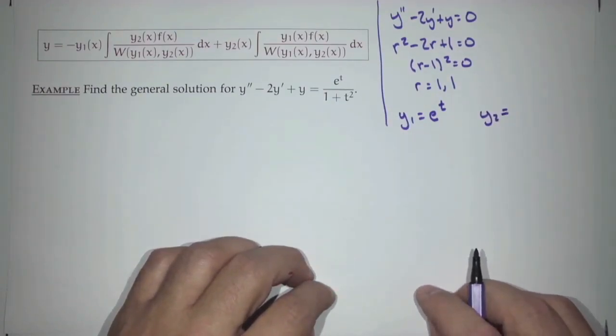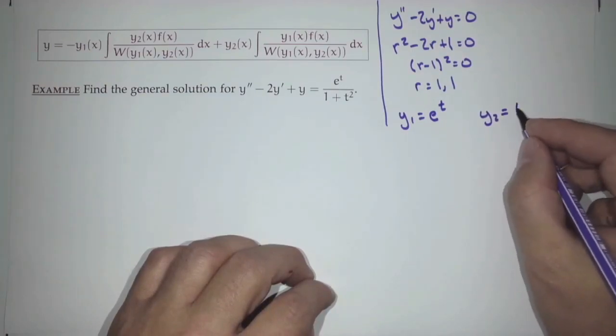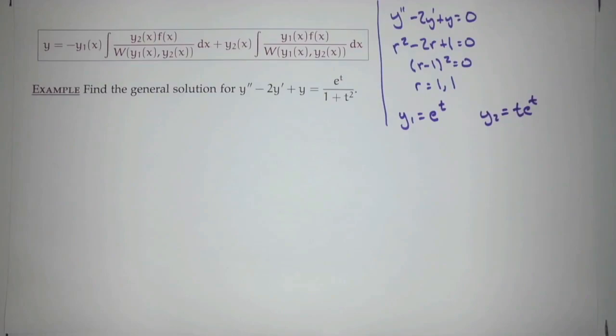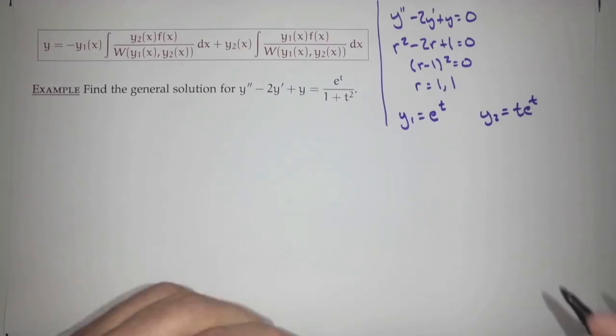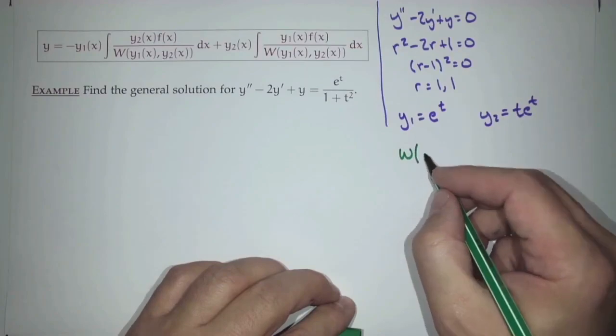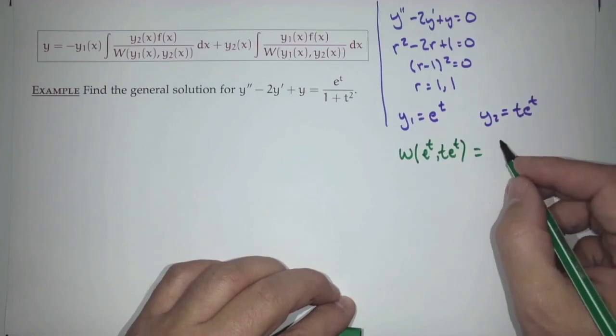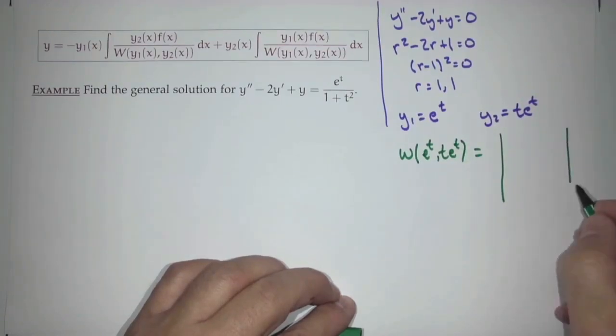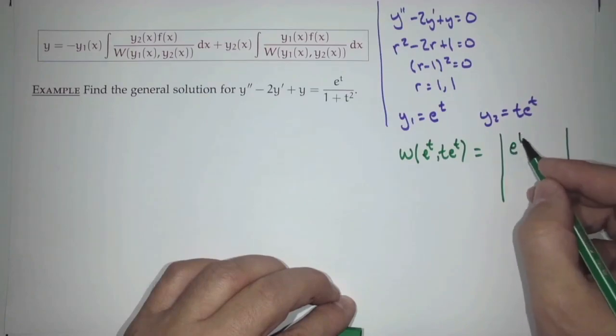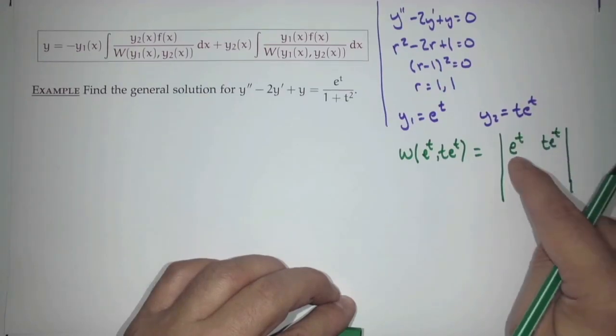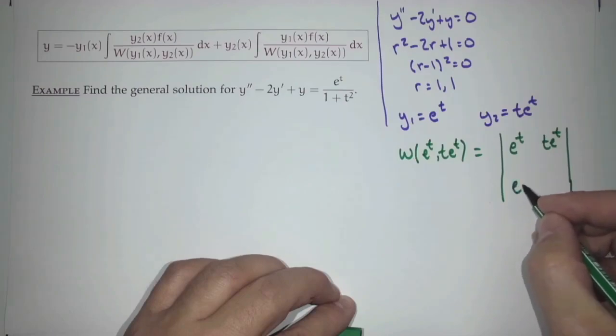What's our second solution? T e to the t. Now again, you could come up with other combinations of these for y1 and y2, but simple. That's the goal. Okay, so we have our two functions. All right, let's jump in to the Wronskian, because that seems to be our next part. So we're going to compute the Wronskian, e to the t, and t e to the t. All right, 2 by 2, nothing too crazy. First row, just write down the functions. Derivative of e to the t, e to the t.